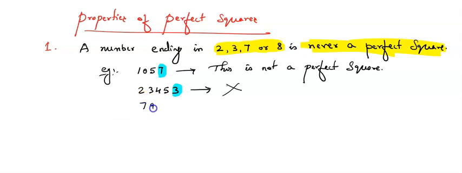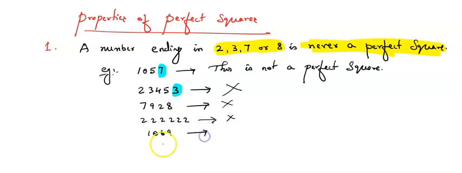Similarly, let me take 7928. Is it a perfect square? Last number is ending with 8. As we know that if it is ending with 2, 3, 7 or 8, it is not a perfect square. Right? Next, 222222. Is it a perfect square? No.